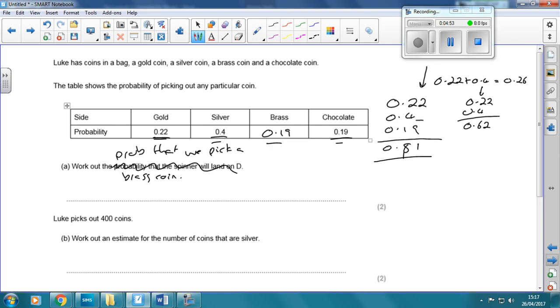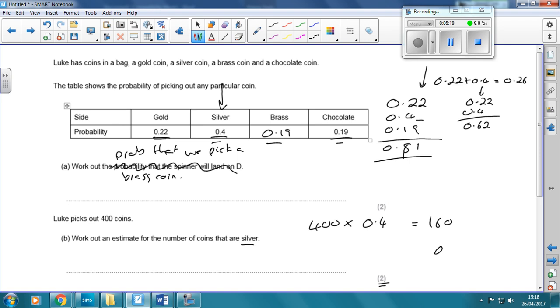Okay, so the next question. Luke picked out 400 coins. Work out an estimate for the number of coins that are silver. So again, it's worth getting that first mark, because you see it's worth 2 marks. The first mark is for doing the number of times the event happens, which is 400, times by the relevant probability. So if it's silver, that's a probability of 0.4. So it's 400 times by 0.4. And if you've got a calculator, that gives you 160.